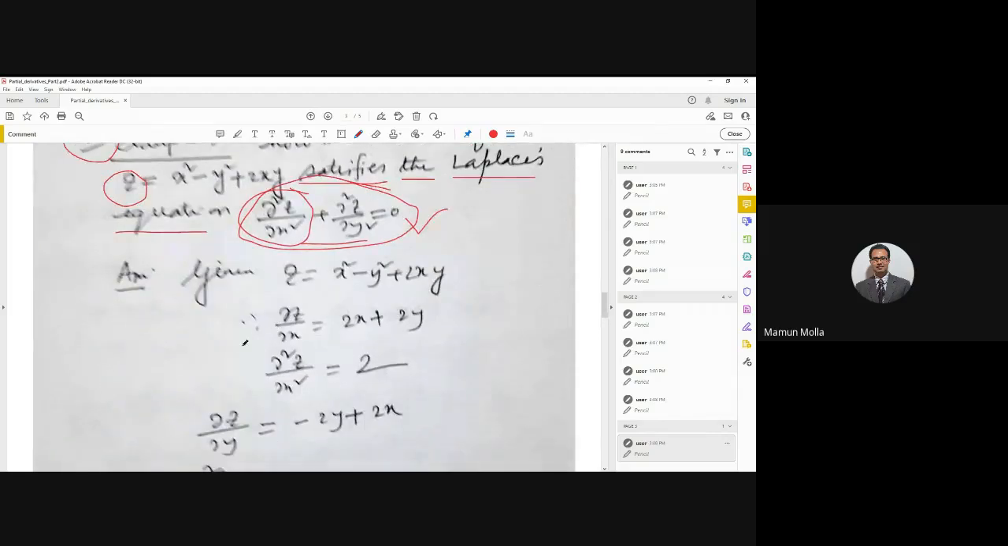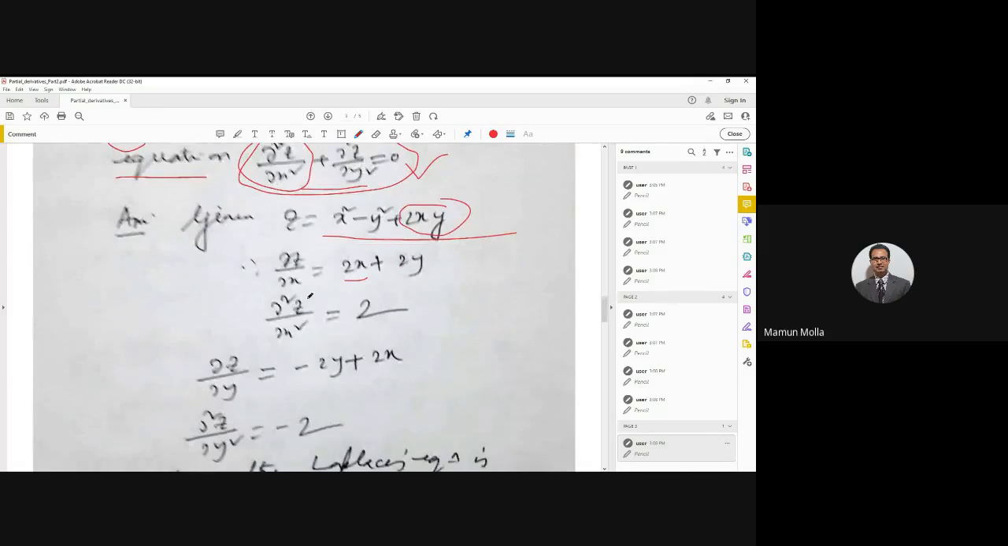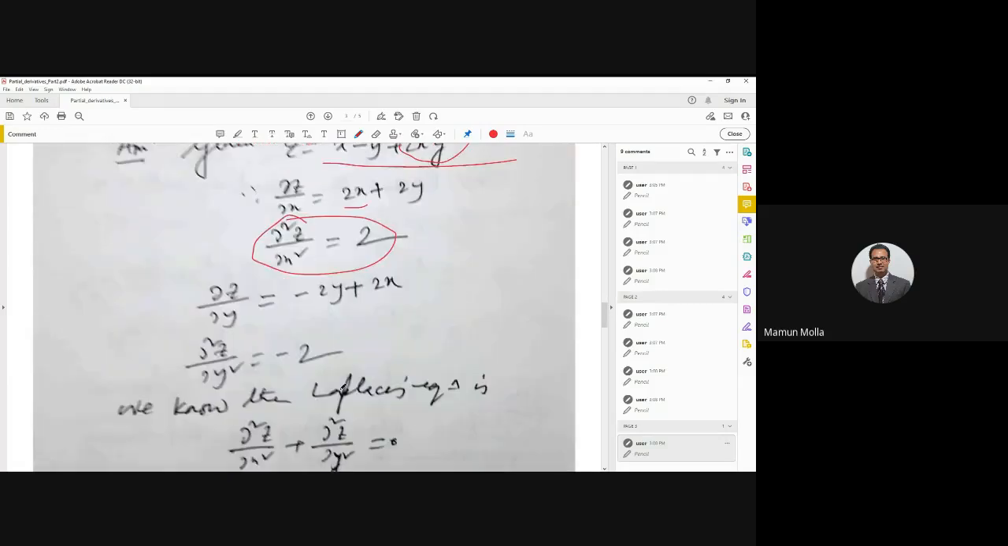Very simple case, we have to take the derivative twice. z equals this portion, del z del x, this is twice x. This portion here, this is twice y. Double derivative, we are getting 2. Del z del y, this is minus twice y plus twice x. If you take the derivative with respect to y twice, then we get minus 2.